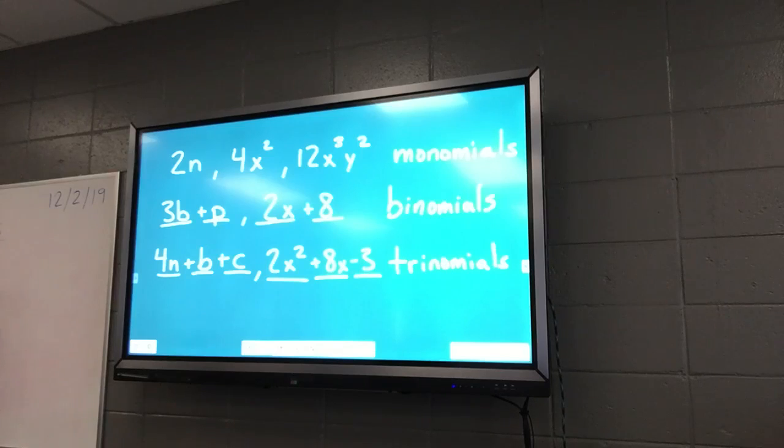-5 over t. Close. It is not, but not because of the negative number, but because of something else. There's a variable in the denominator, no good for a monomial.